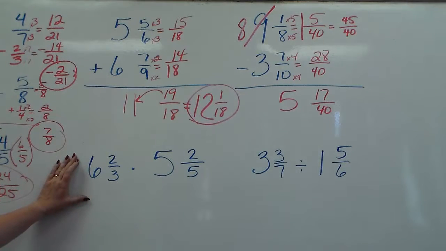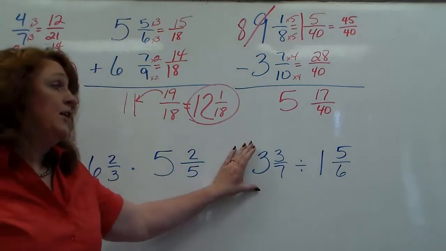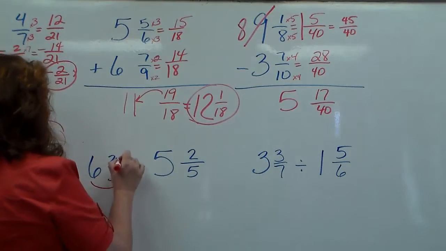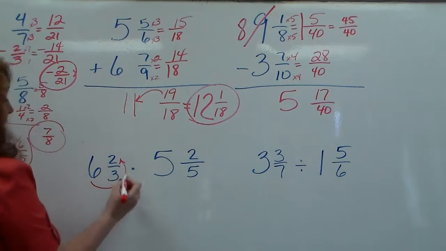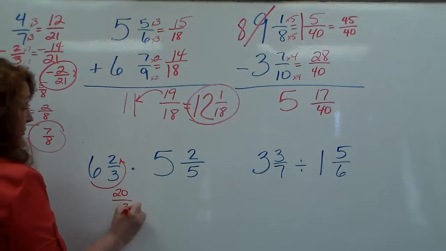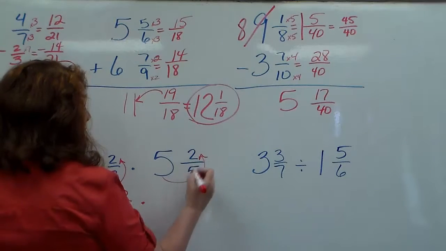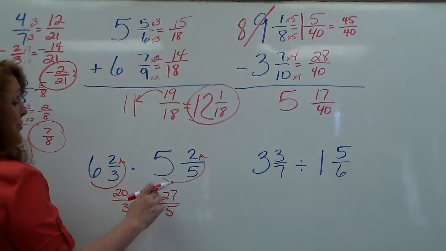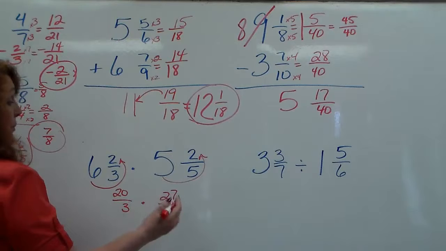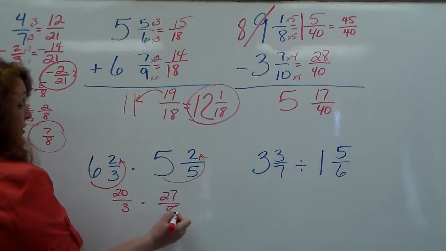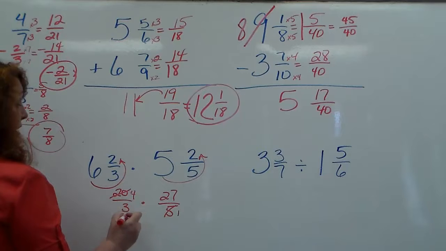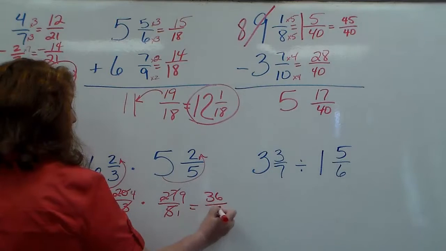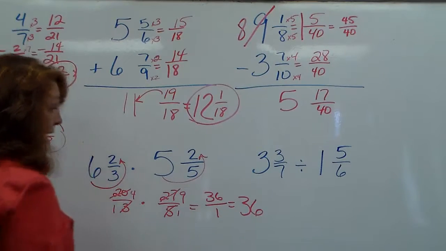On to multiplication. I cannot multiply and divide with mixed numbers. I have to make them improper fractions first. I have to do the circle thing. So 6 times 3 is 18. Plus 2 is 20 over 3, and 5 times 5 is 25, plus 2 is 27 over 5. Now I'm going to look to cross cancel because I don't want to do 20 times 27. But I know that 5 goes into 5 once, and 5 goes into 20 4 times, and 3 goes into 3 once, and into 27 9 times. And now I've got 36 over 1, which is really 36, and I'm happy.